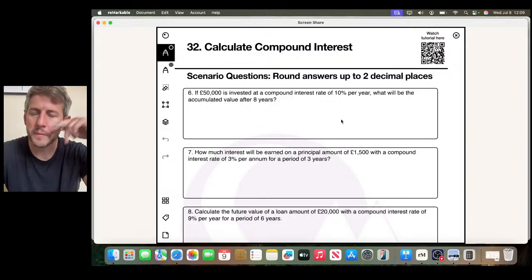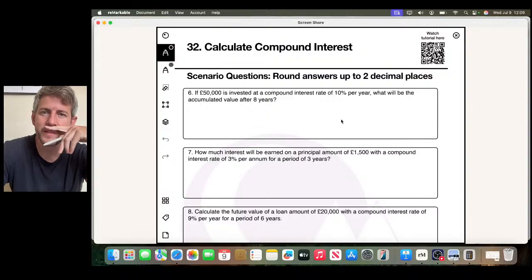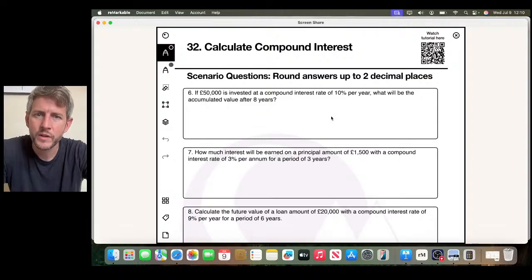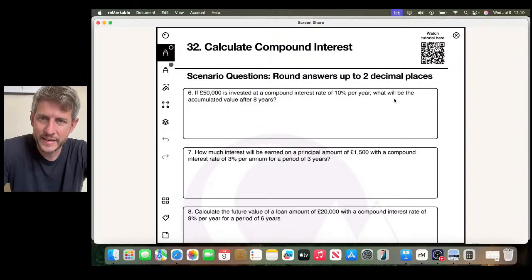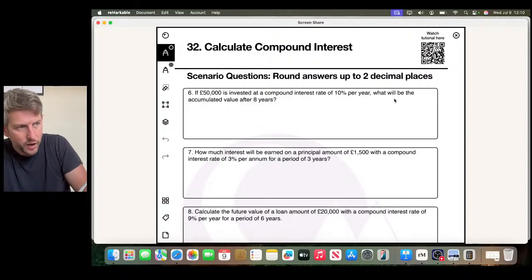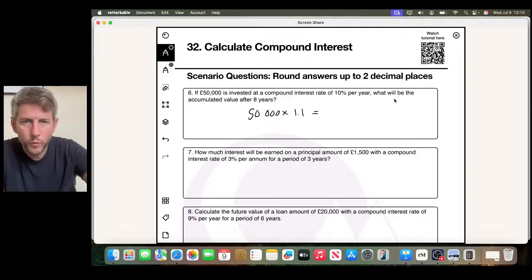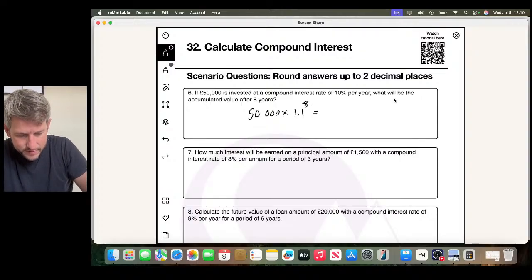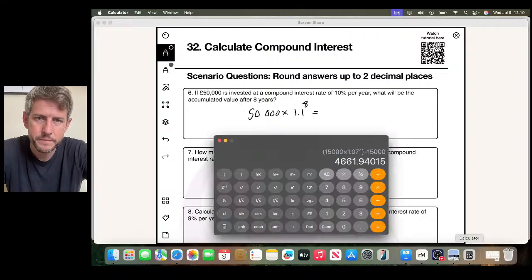Right, so it says here, if £50,000 is invested at a compound interest rate of 10% per year, what will be the accumulated value after 8 years? Okay, so that's the whole thing. So we've got 50,000 times 1.1 to the power of 8, and let's find out what that's going to be.